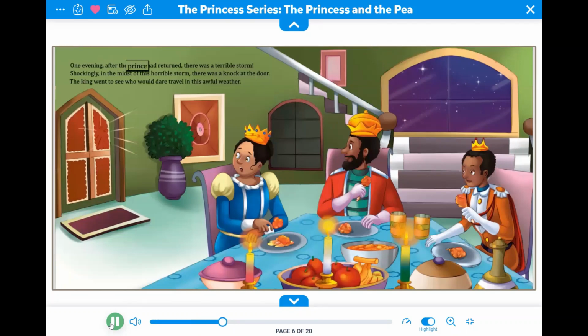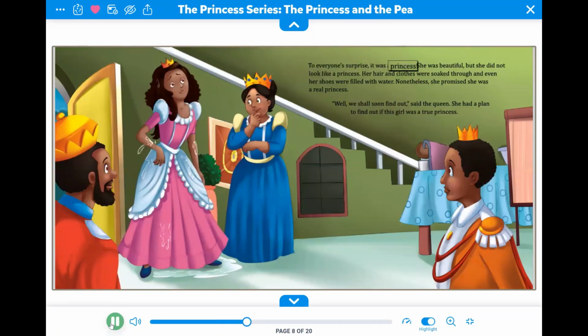One evening, after the prince had returned, there was a terrible storm. Shockingly, in the midst of this horrible storm, there was a knock at the door. The king went to see who would dare travel in this awful weather. To everyone's surprise, it was a princess. She was beautiful, but she did not look like a princess. Her hair and clothes were soaked through, and even her shoes were filled with water. Nonetheless, she promised she was a real princess.